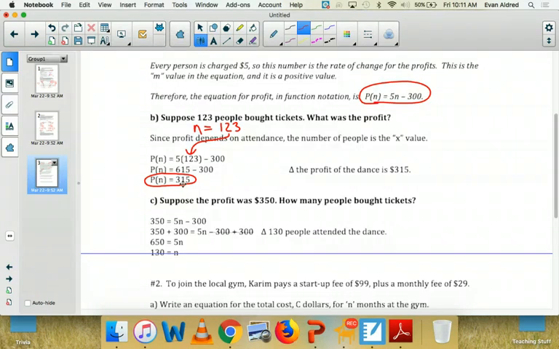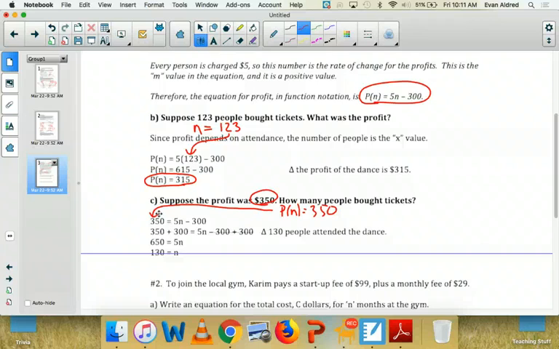Okay, and then we do the other type of question that you may see. Now we have a profit of $350. So in this case, our P at n is $350. A profit on a certain number of people is now $350. We want to find out what that certain number of people is. So where we see P at n, we sub that into the equation. We move our 300 over, we divide by 5, and we find out that 130 people attended the dance.